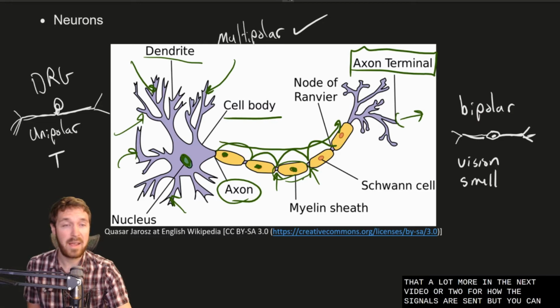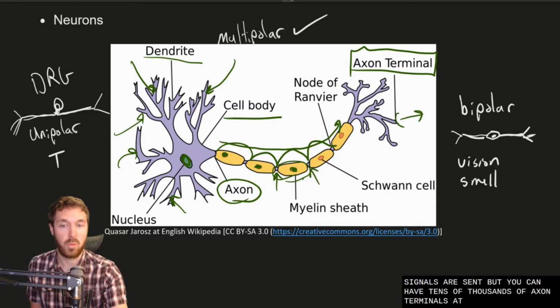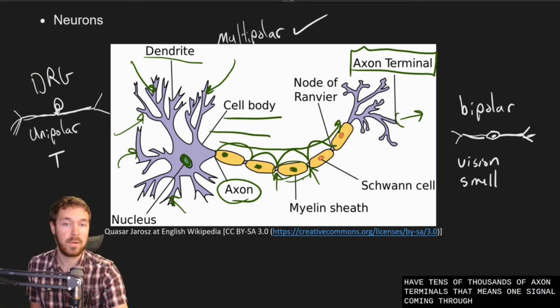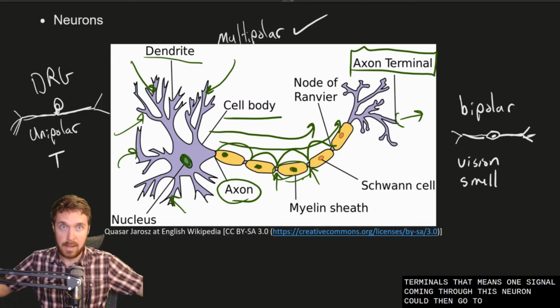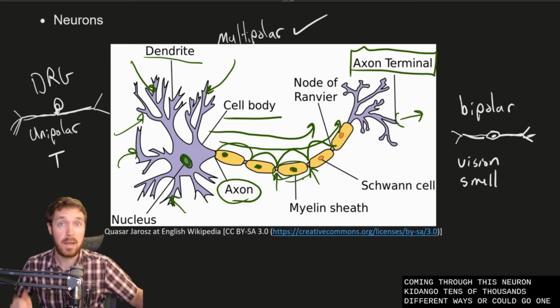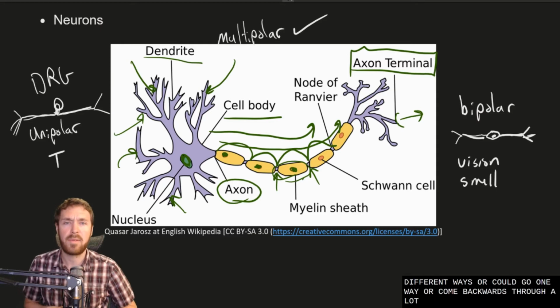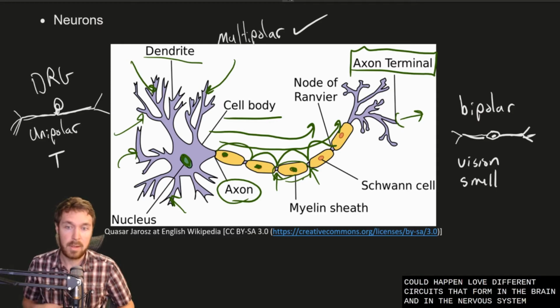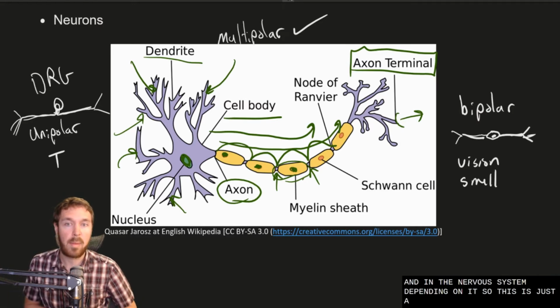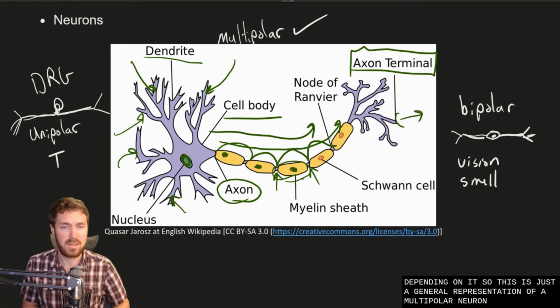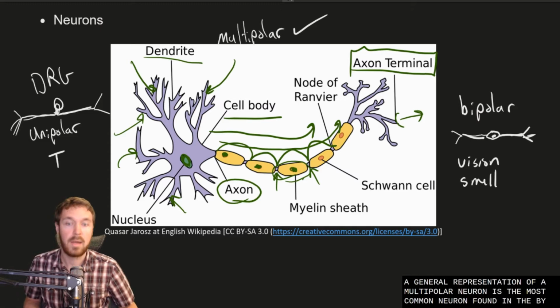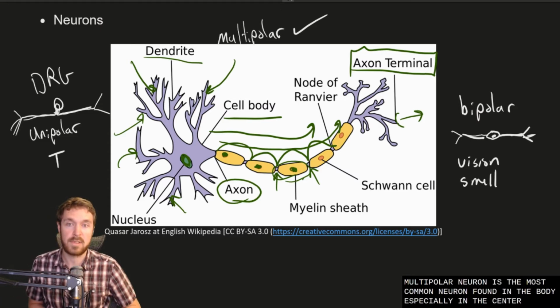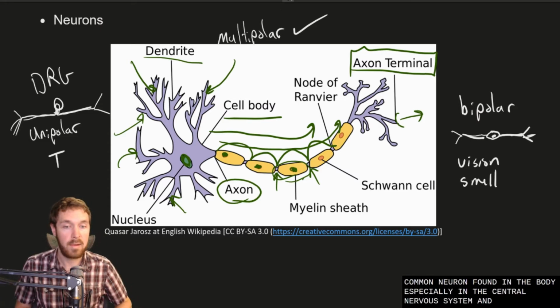But you can have tens of thousands of axon terminals. That means one signal coming through this neuron could go tens of thousands of different ways, or it could go one way, or it could come backwards. There are a lot of different things that could happen, a lot of different circuits that form in the brain and in the nervous system, depending on it. So this is just a general representation of a multipolar neuron. It's the most common neuron found in the body, especially in the central nervous system, and very, very important.